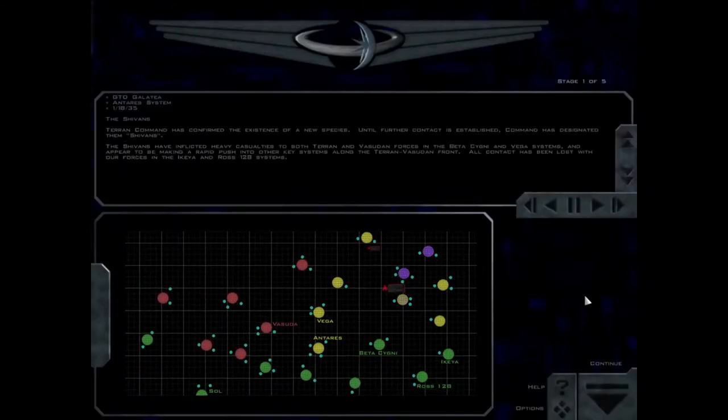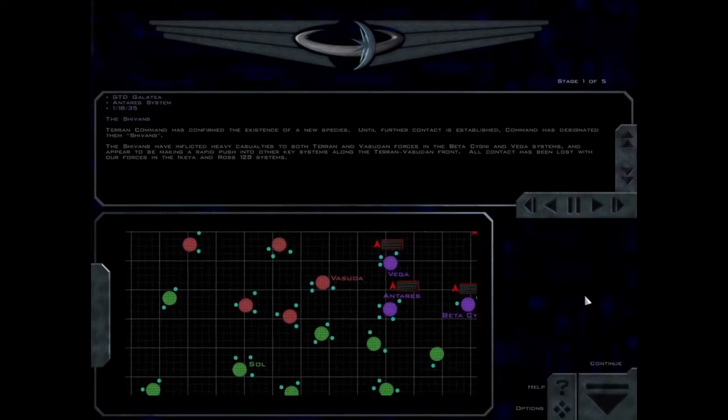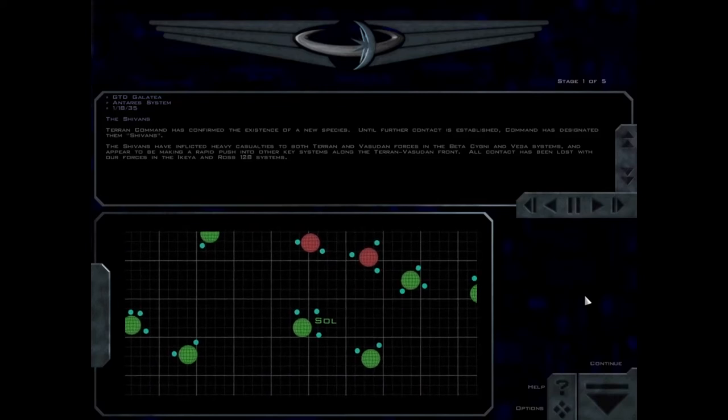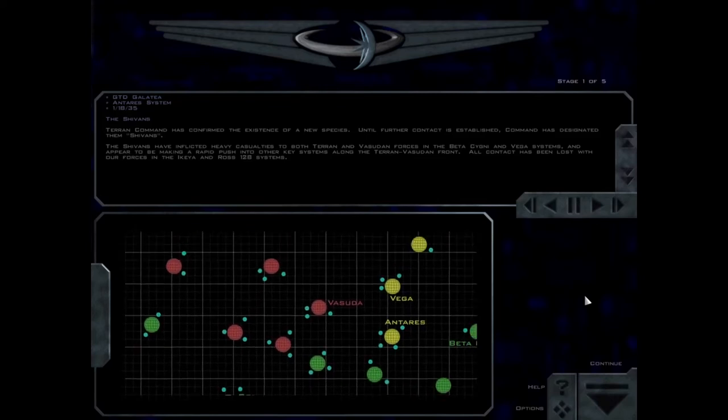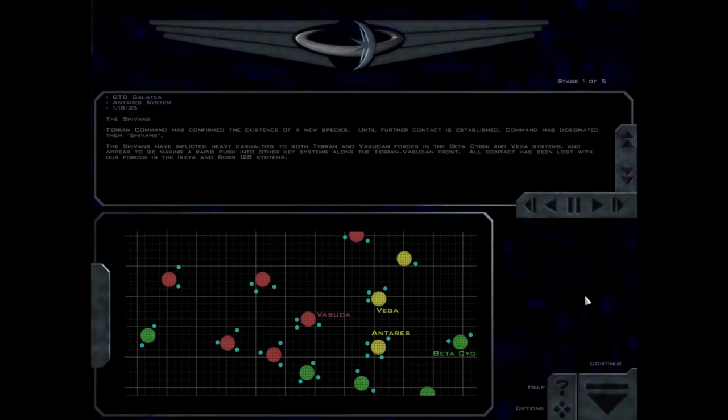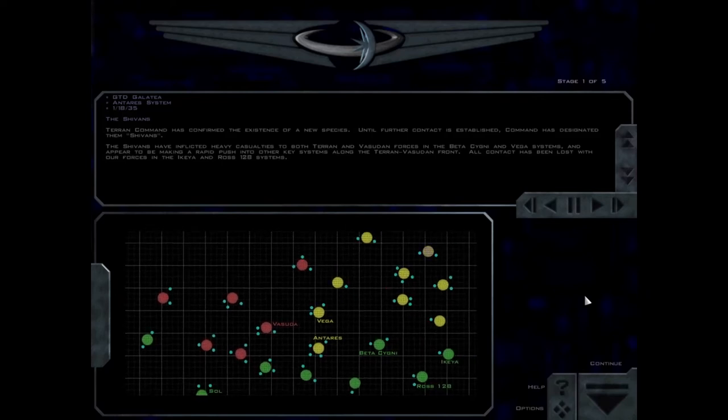Terran Command has confirmed the existence of a new species. Until further contact is established, Command has designated them Shivans. The Shivans have inflicted heavy casualties to both Terran and Vasudan forces in the Beta Cygni and Vega systems, and appear to be making a rapid push into other key systems along the Terran-Vasudan front. All contact has been lost with our forces in the IKEA and Ross 128 systems.